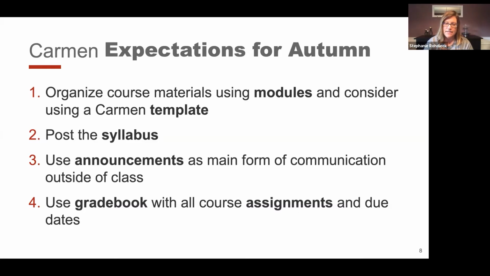The third is using those announcements, and that was one of our least used in our little poll earlier. So we'll talk a little bit about why using announcements is important as the main form of communication outside of class for students. You may have been using email, for example, and we'll talk about why one is better than the other, particularly since we're still in a pandemic. So particularly in the environment that we're in today.